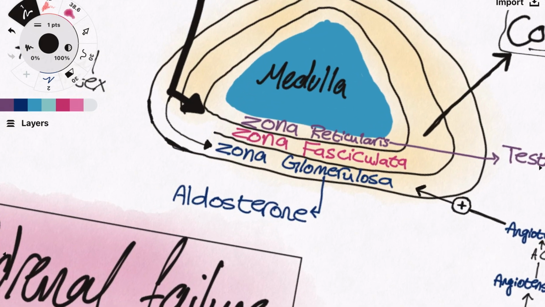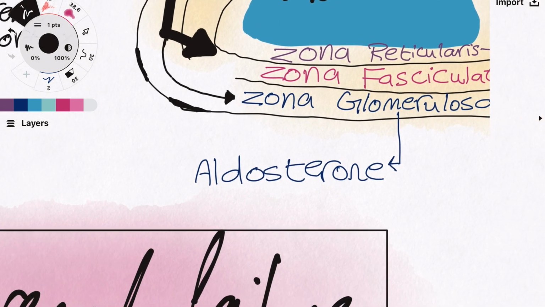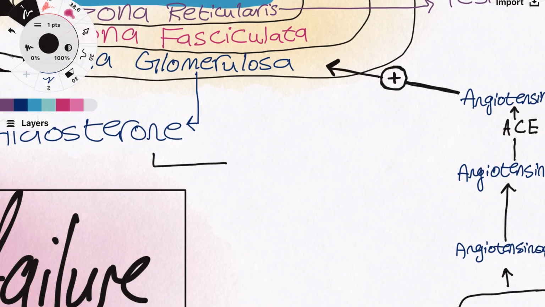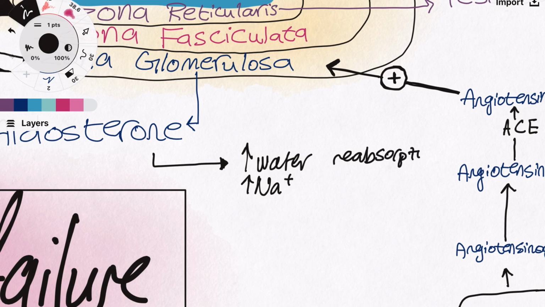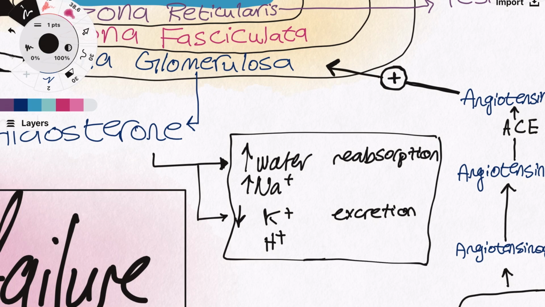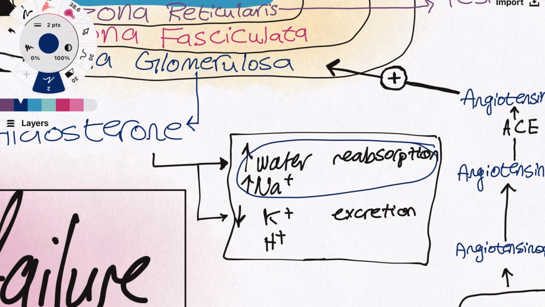Now, what is the main function of aldosterone that is produced from the zona glomerulosa? Aldosterone, let me write it here. Okay, so aldosterone usually goes to the nephron, right? It increases water reabsorption together with sodium reabsorption. Actually it induces sodium reabsorption and then water follows, right? On the other hand, it also induces the excretion of what? Of potassium and protons, right? So the net result of inducing aldosterone release is increasing the volume, coming from increasing water and sodium, and decreasing potassium and proton levels, right?